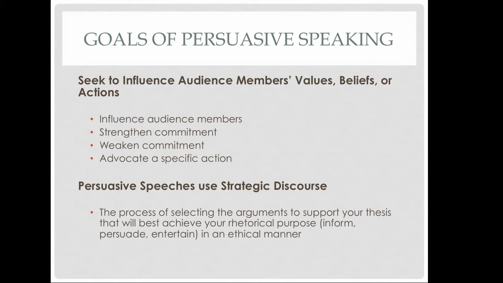Additionally, persuasive speeches use strategic discourse, so the process of selecting the arguments to support your thesis that will best achieve your rhetorical purpose, whether you inform, persuade, or entertain, in an ethical manner is an example of strategic discourse. So we're using arguments, words, and phrases that support the thesis of our argument, which in this case is that it's essential that everyone vote. So we should pick arguments to share that achieve this purpose, trying to get people to vote in the election.